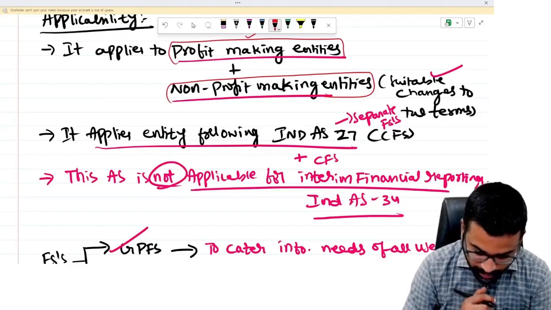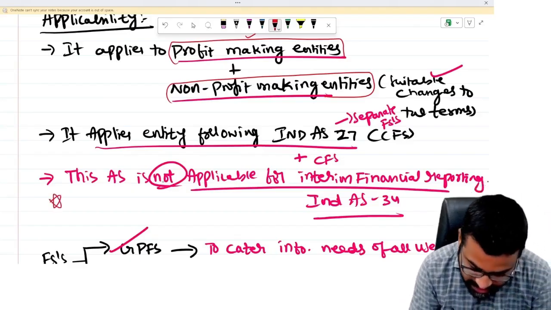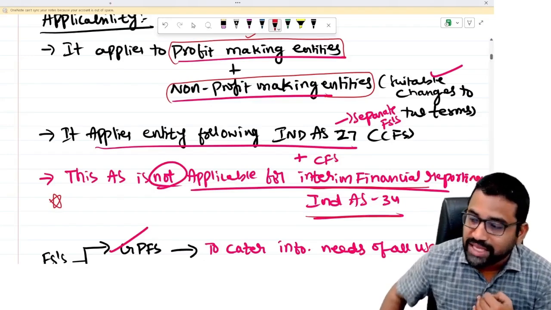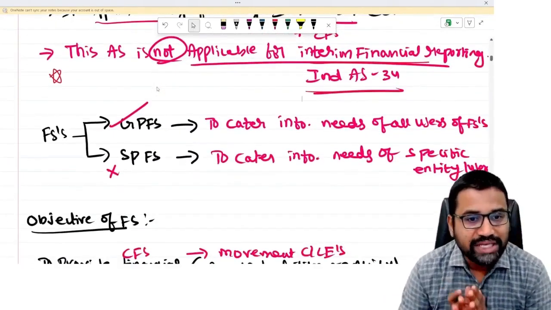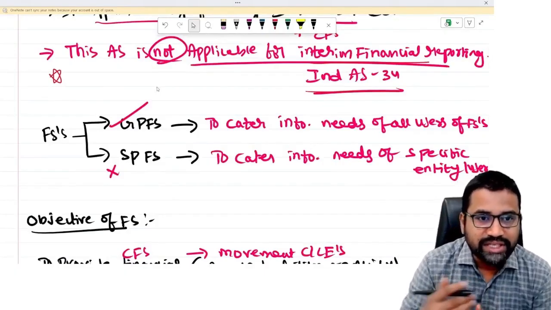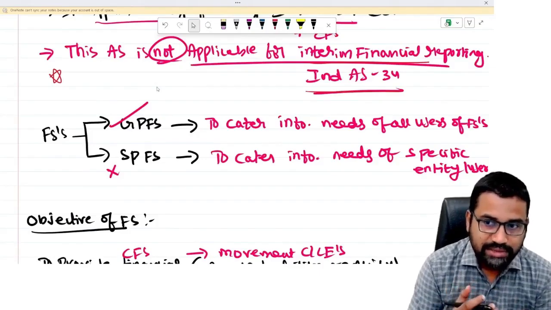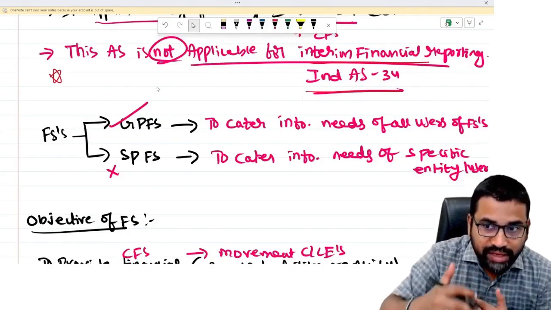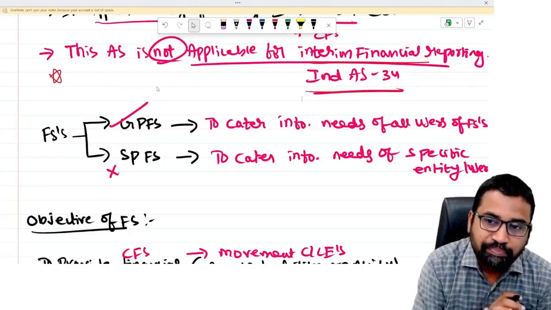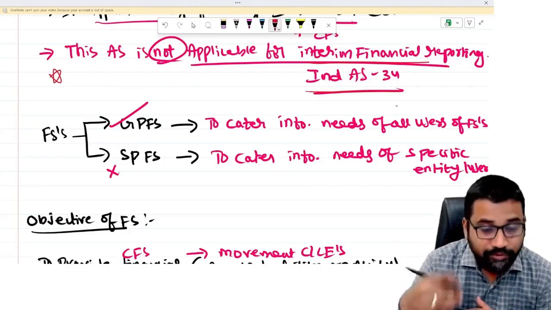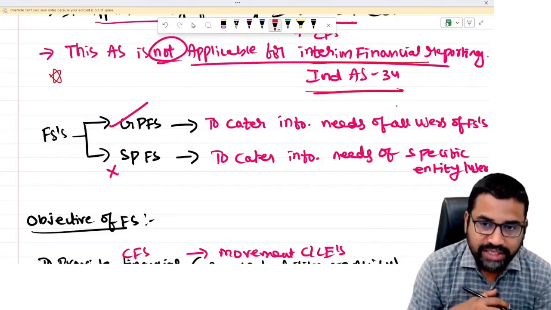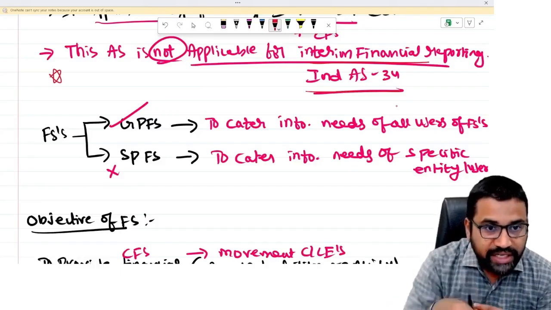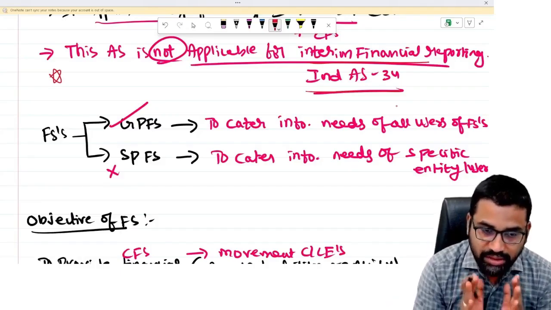When you are preparing consolidated financial statements as a parent company, then also this Ind AS 1 is applicable. But the most important point is, this standard is not applicable for interim financial reporting as per Ind AS 34. Remember, this can be asked as an MCQ. So for interim financial reporting, this standard is not applicable. What is this interim financial reporting? These listed companies prepare financial statements quarterly, or sometimes half yearly. Whenever they make any interim financial reporting, there is a separate standard, Ind AS 34. So this standard is not applicable for interim financial reporting. Remember this. For normal financial statements, which we prepare every year, this standard is applicable. But for interim financial reporting, Ind AS 34 applies.